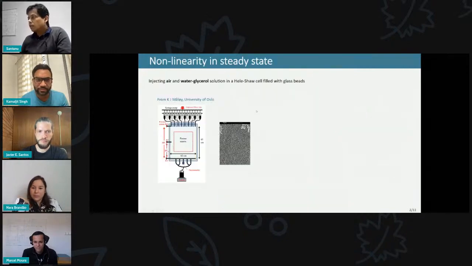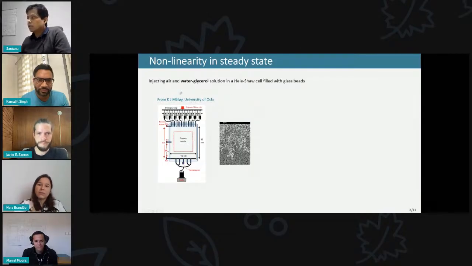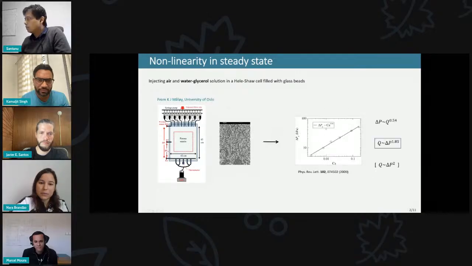So this nonlinearity all started long back, around 2009, from the lab of Professor Knut Jørgen Måløy at the University of Oslo. They were studying the injection of a water-glycerol mixture and air through a Hele-Shaw cell filled with glass beads, and they found that the pressure drop in the steady state varies with the capillary number with this exponent. And this translates to this relationship: the flow rate Q goes with delta P to the power 1.85, which is more than 1.